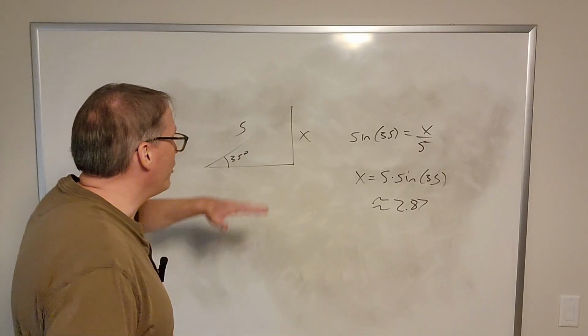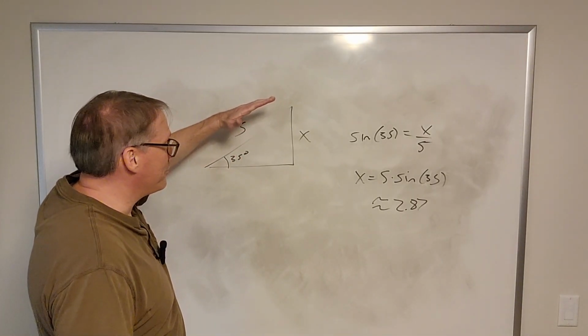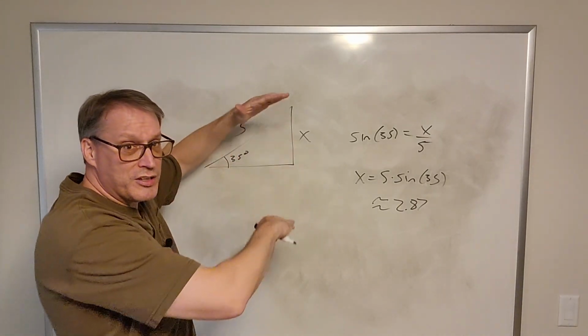Roughly 2.87. I don't know, you've got a 5-foot board, you're making a ramp, you want it to be 35 degrees. How high is it going to be? It's going to be 2.87 feet off the ground.